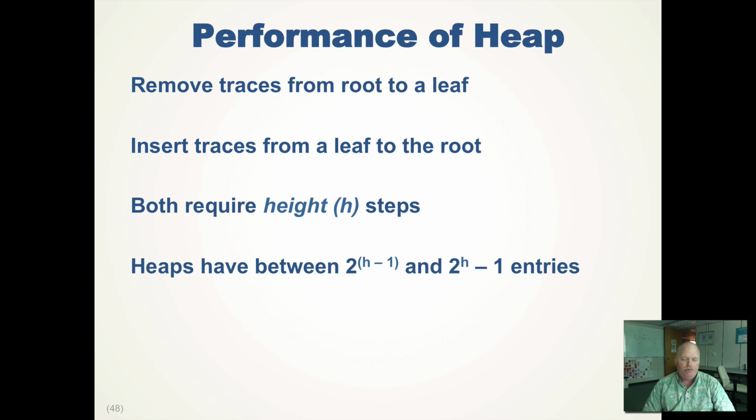And heaps have between 2 to the h-1 and 2 to the h nodes in them. That's a full heap, or a heap that's just got one entry on the h height. So what does that mean? Basically, the performance is going h steps out of those n entries. So insert and remove are a log n operation, big O log n. Fairly efficient, because we're only going down one side of the branch at any one step.